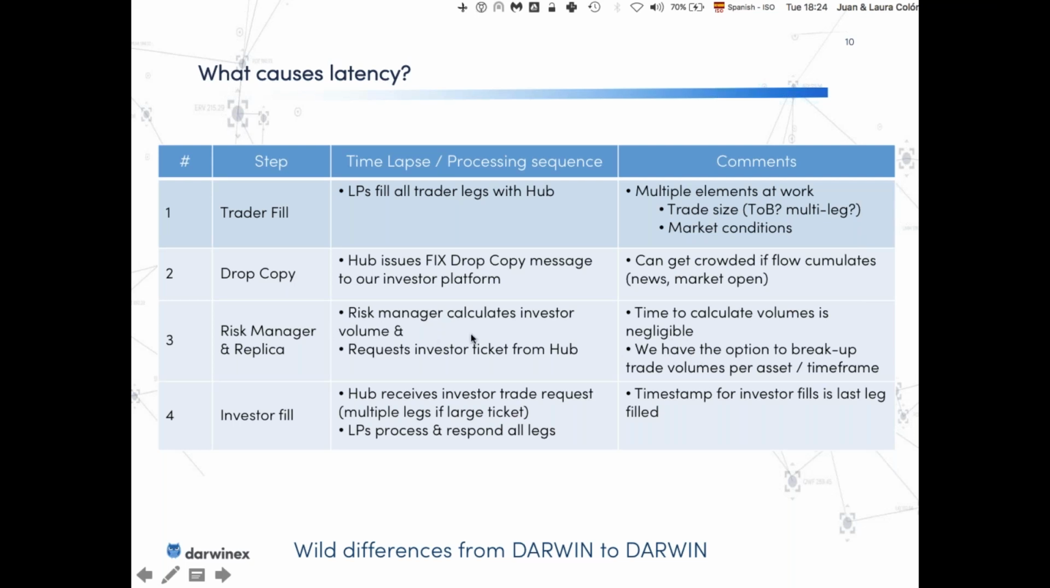And the risk manager will also choose in how many blocks to break up the trade. So right now we haven't really done any optimization whatsoever in here. What we did was do some trials to gather some data to see what is better and what is worse, so that we can optimize further down the line, because probably the time has come for us to start optimizing at this point. And as I said, once the hub receives the investor trade requests and the LPs have filled all and responded to all the legs, then we will get the last timestamp and then get the estimate of the latency that we've shown here.